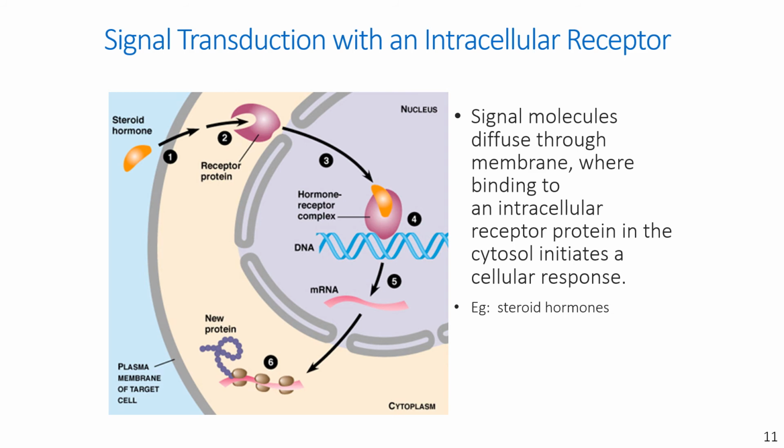So this is different from the other one, where the signal and receptor meet on the outside, and then the receptor activates secondary messengers. This is different as the signal actually goes into the cell, it binds to the receptor, and it moves to the nucleus from there.